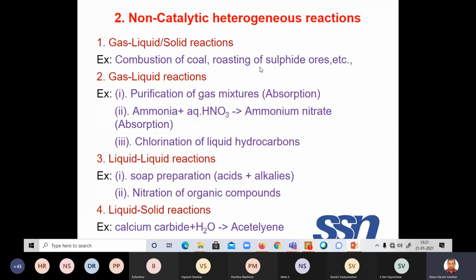This is an example. One more example we'll see. One more classification: gas liquid reactions. There is no solid part at all now.